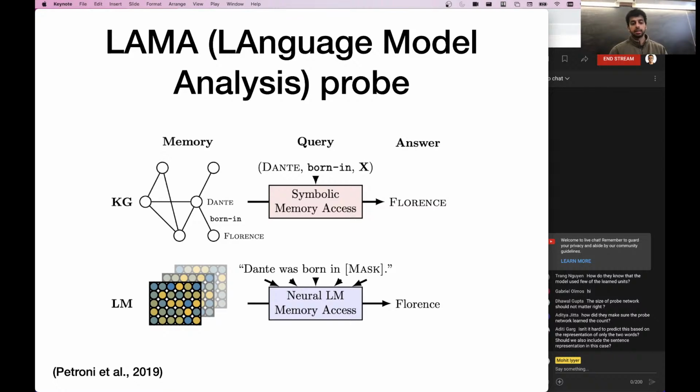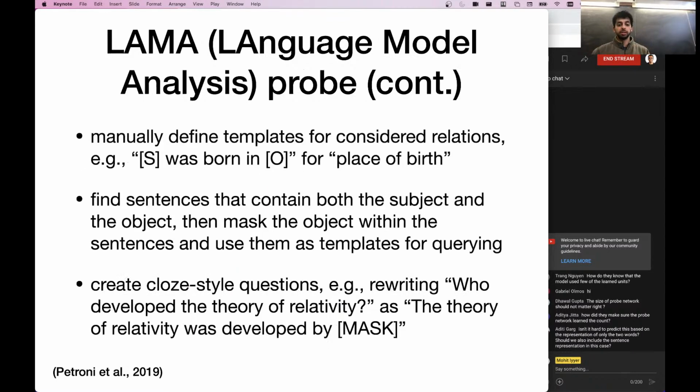So there was this data set created called LAMA back in 2019, that essentially created a bunch of templated sentences like Dante was born in Mask. And you would feed this as input to your BERT model and look at the distribution of the mask token to see if this knowledge was encoded. And you could do this by manually defining some templates for different relations that you're interested in probing.